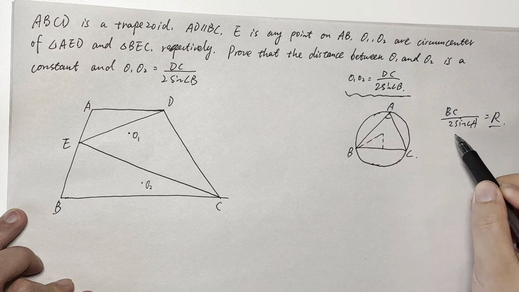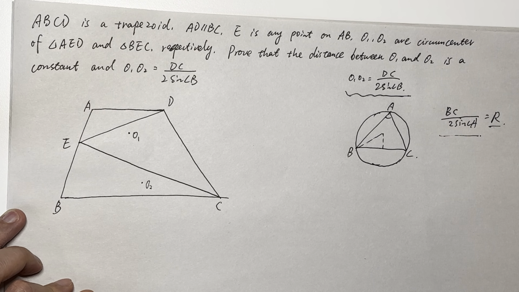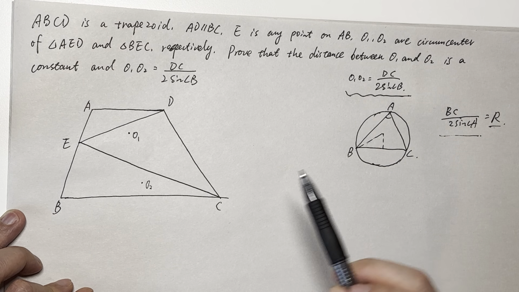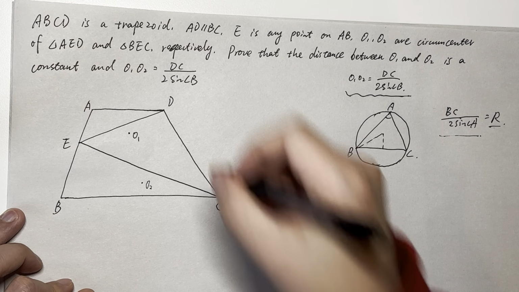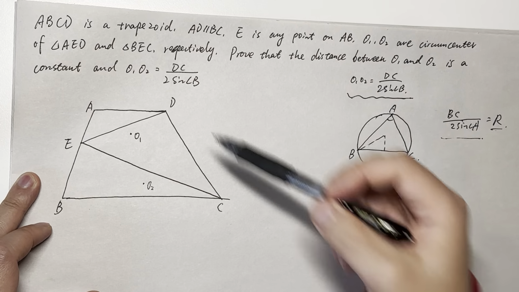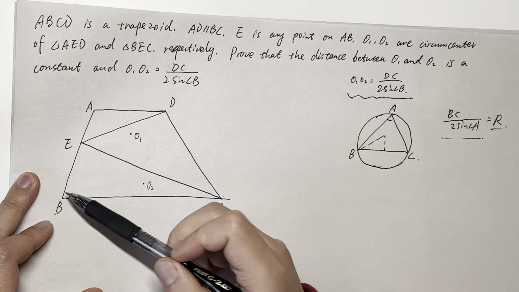Just look at this one and this one. They're in the same form, which means we're looking for a circle where DC is a chord, and this chord has a circular angle of angle B. And we want to prove that the radius of this circle is the same as the distance of O1O2. Okay, so now the question is how can we associate DC to angle B?